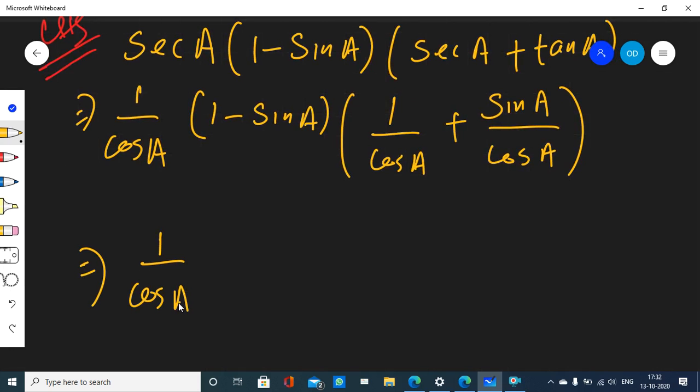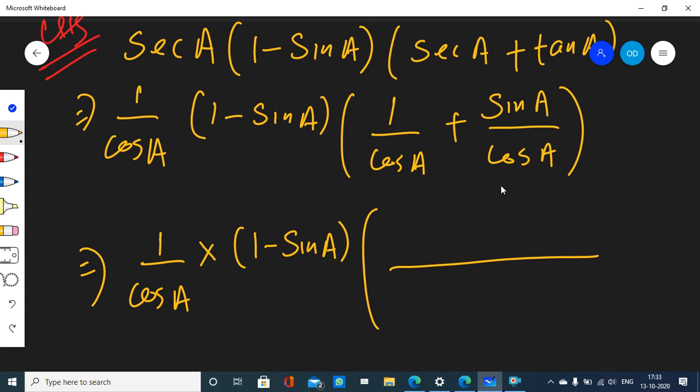So this is 1 upon cos a into 1 minus sin a. I did not disturb this expression, I left 1 minus sin a as it is. I just disturbed this and this one. So simple fraction addition. Denominator cos a, so cos a on the numerator: 1 plus sin a.